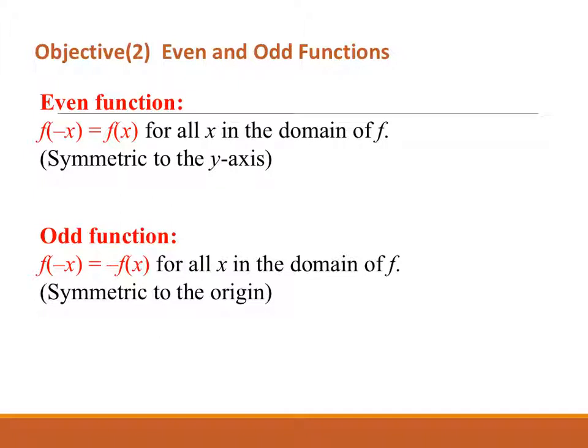For odd functions, we have the issue where f of negative x is equal to the negative of the function, negative f of x, for all x in the domain. This is symmetric to the origin.